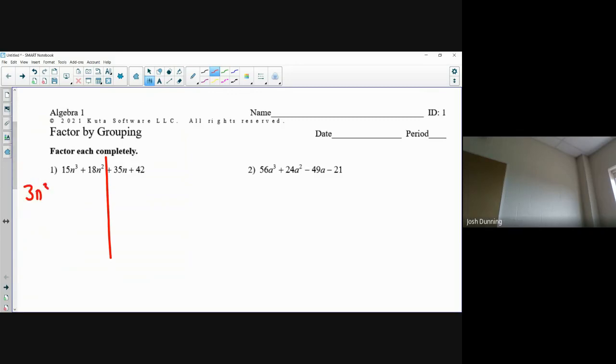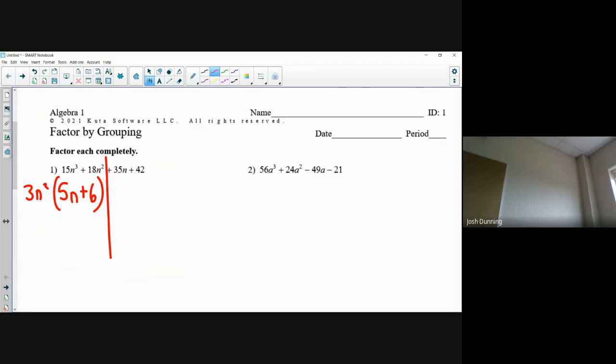Now remember the way that GCF factoring works. We divide, 15 divided by 3 is 5. You have n cubed, you factor out n squared, you got n left. N to the first. Copy the plus down. 18 divided by 3 is 6. And then you have n squared, and you factor n squared out. So there's no more n.